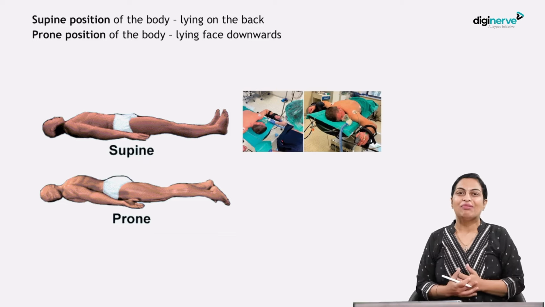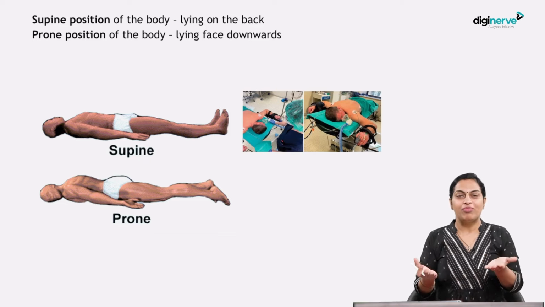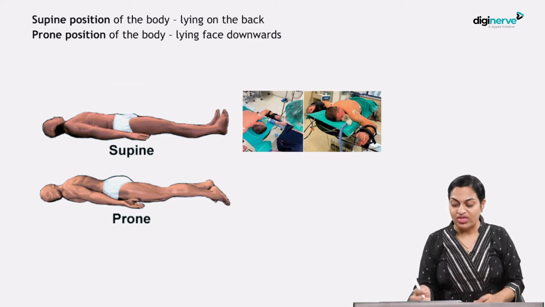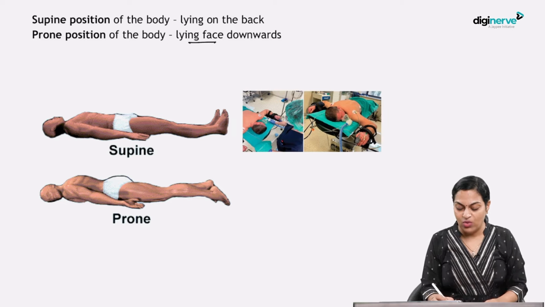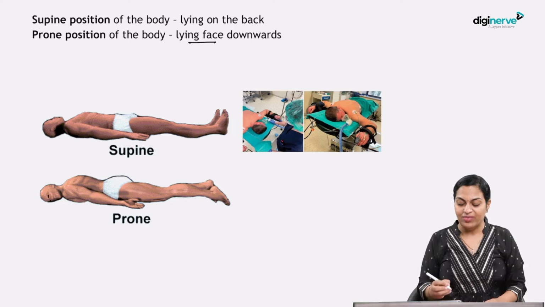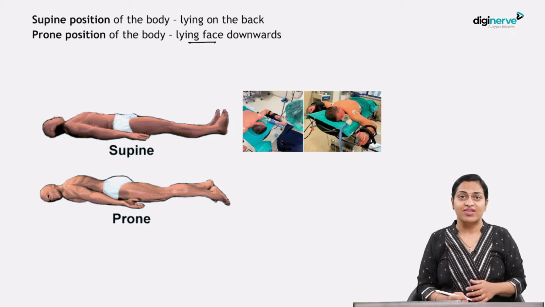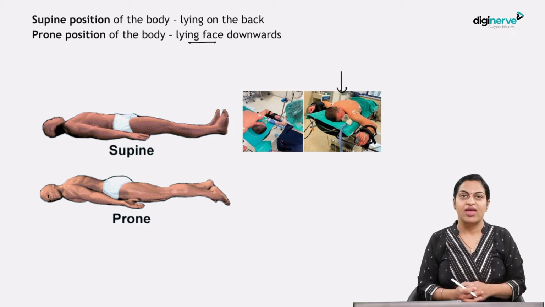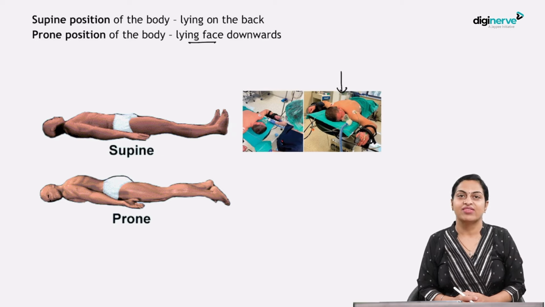Supine position and prone position. Supine position is lying on the back. Prone position is lying with the face downwards. So in certain surgeries, we might require putting the patient in the prone position, especially the spine surgeries.